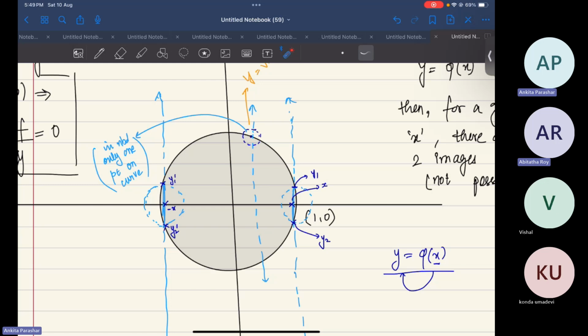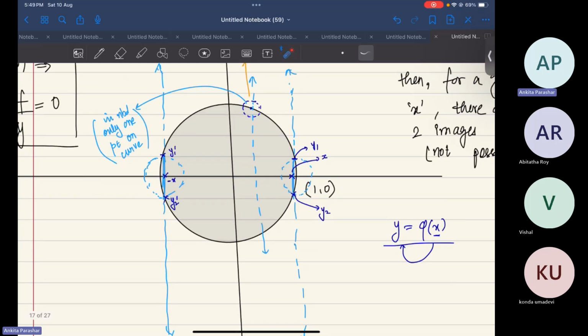We are choosing a neighborhood such that there is a unique image for a given x in that neighborhood. The theorem says you can write y in terms of x in a neighborhood of that point where the derivative is non-zero.